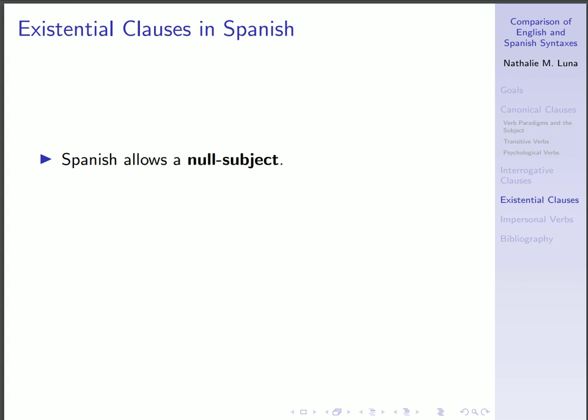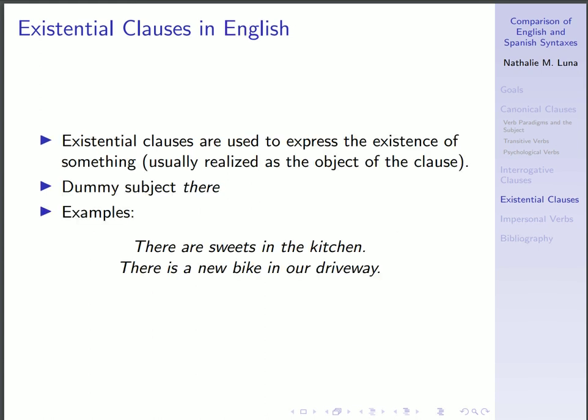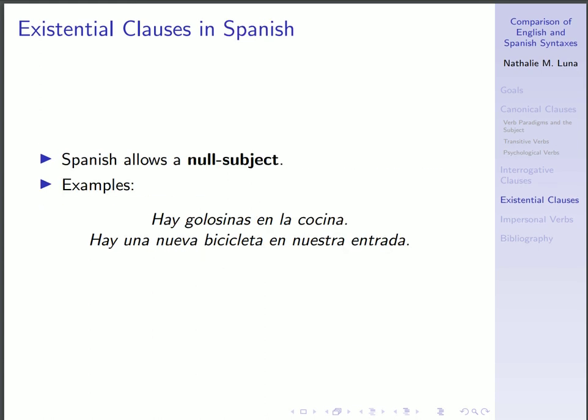In Spanish, like we saw, Spanish allows a null subject, so we don't need to have a subject. So if we translate these examples, we can just say hay golosinas en la cocina, or hay una nueva bicicleta en nuestra entrada.